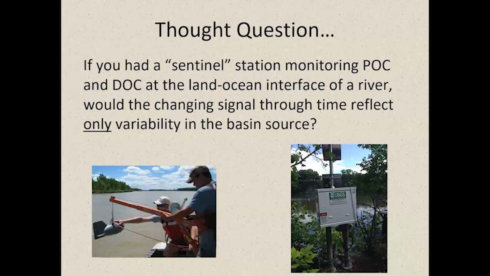So I want to have a thought question, which is to say, if you had a sentinel station and could monitor everything with respect to carbon flux at the land-ocean interface of a river, would the changing signal through time reflect only the variability in the basin source? And I would argue the answer is no, and probably that's the case.